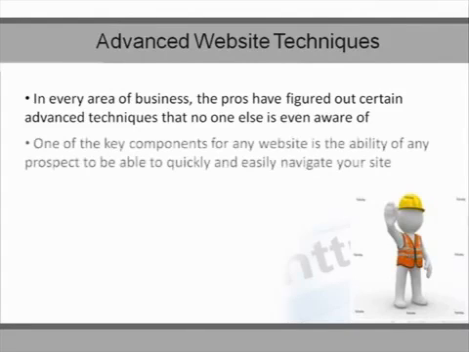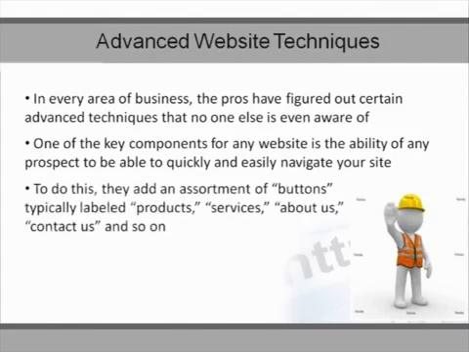For example, one of the key components for any website is the ability of any prospect visiting the site to be able to quickly and easily navigate through the various sections of your site. To do this, they add an assortment of buttons for prospects to click on so they can learn more about what you do. These navigation buttons are typically labeled products, services, about us, contact us, and so on.